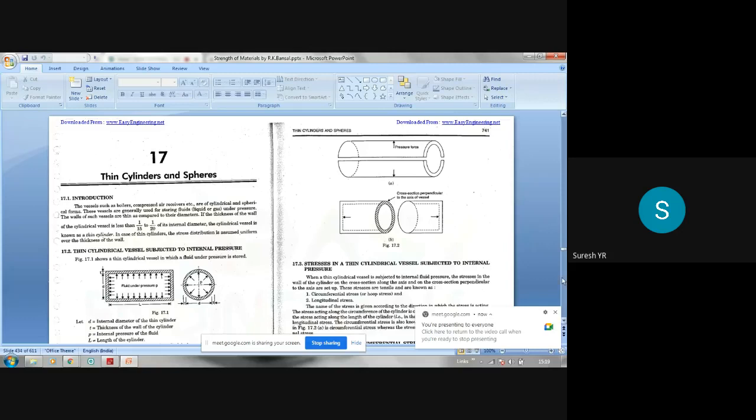Last class I explained the concept of thin cylinders. If the thickness of the cylinder is less than 1 by 20th of its internal diameter, then it is called a thin cylinder. And now two types of stresses.